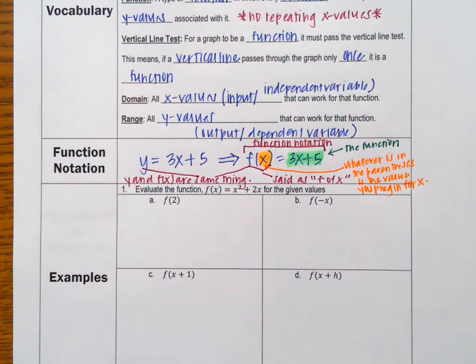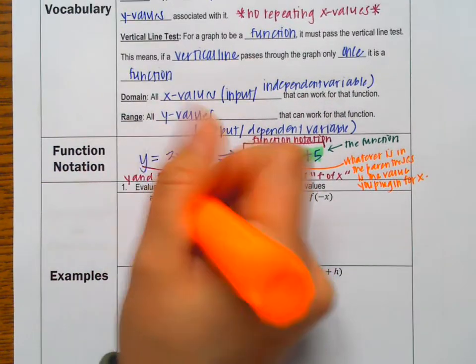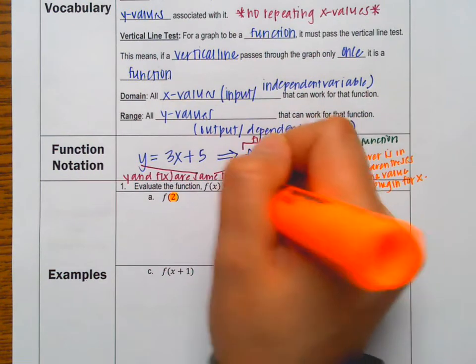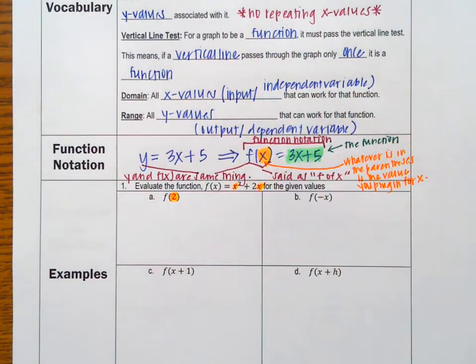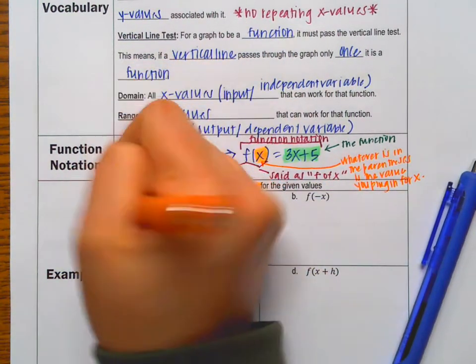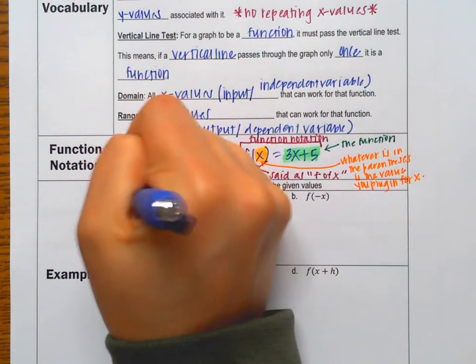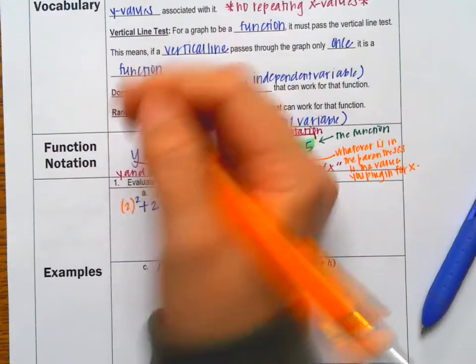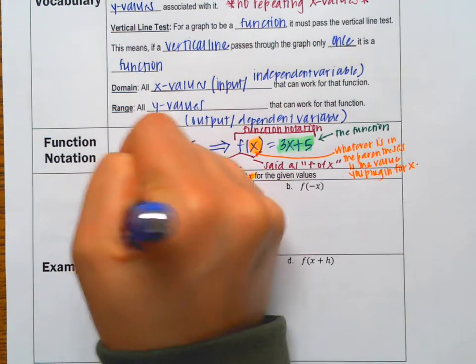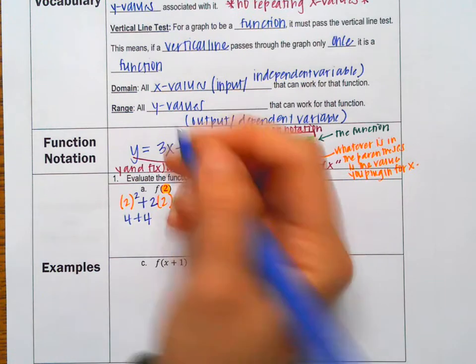Okay, so let's look at number 1. It says evaluate the function f of x equals x squared plus 2x for the given values. So in this one, it's saying find f of 2, which means 2 is in the parentheses, so that tells me I'm going to be plugging in 2 wherever there's an x, which there's an x in this equation here, and there's an x there. So that would be 2 squared plus 2 times 2. So we know 2 squared is 4. And 2 times 2 is also 4. So my answer is 8.